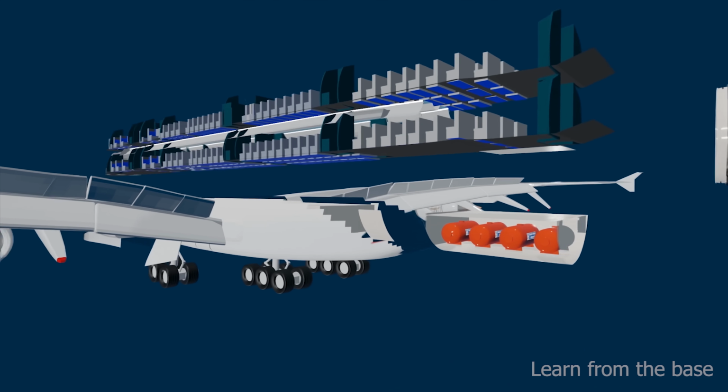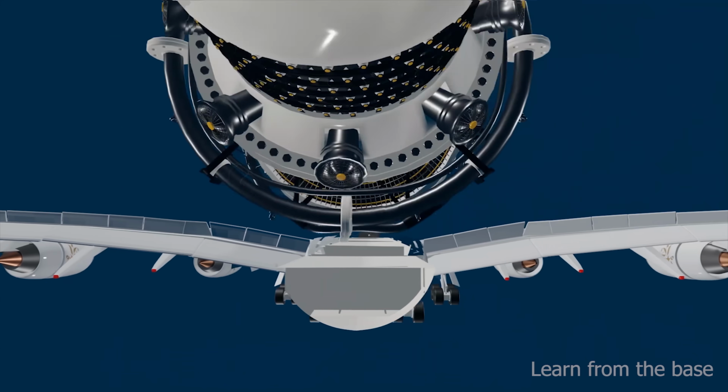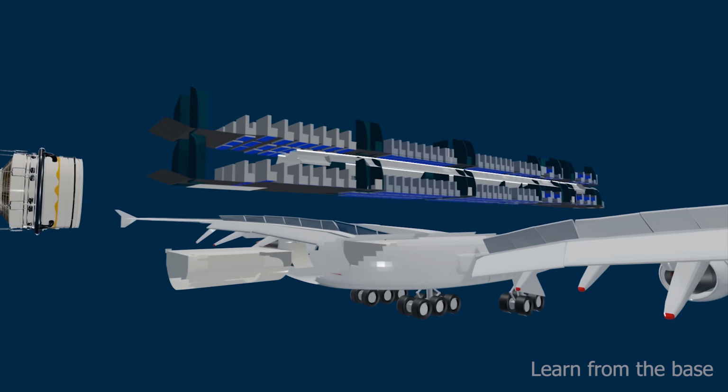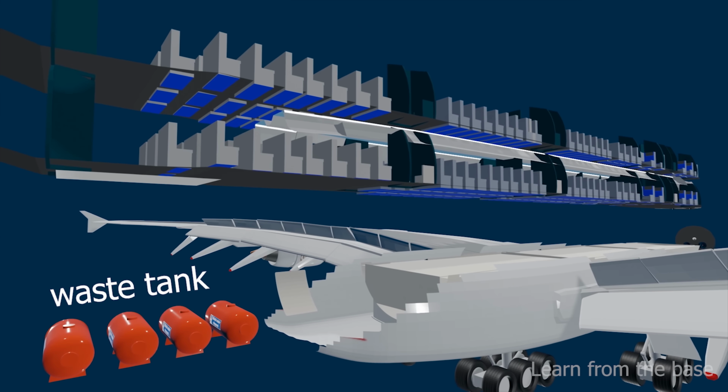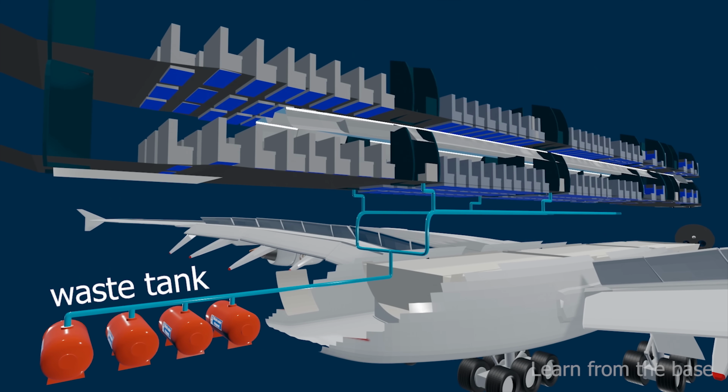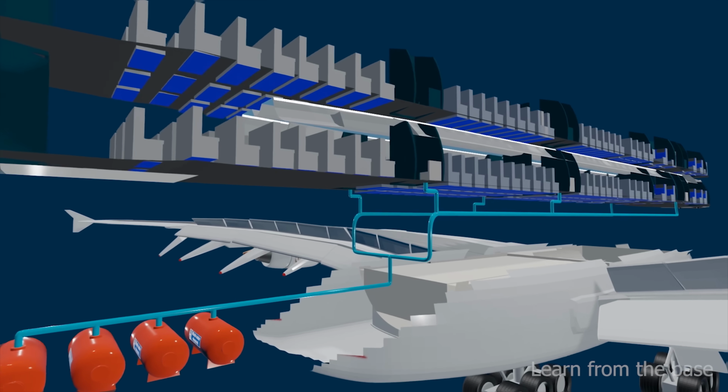At the lower end of the aircraft, there are four waste tanks placed. The total capacity of the waste tanks is about 2,096 liters. The waste tanks are connected to the lavatories and galleys of the aircraft.